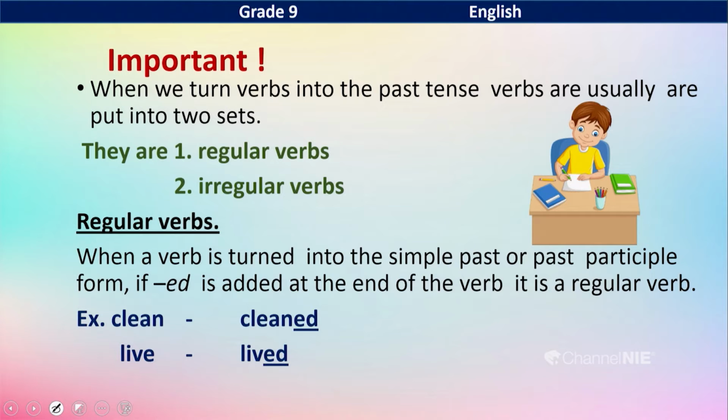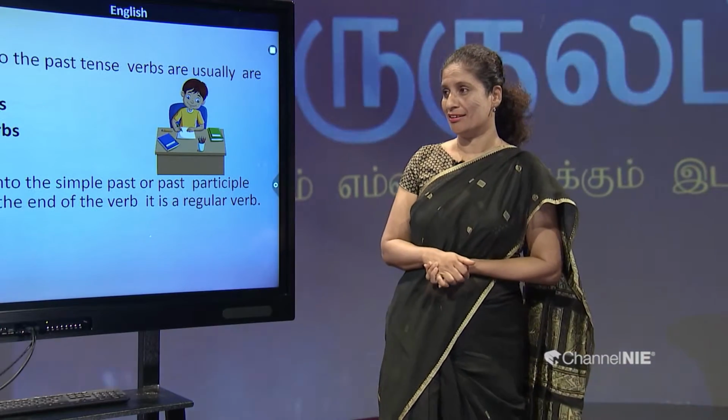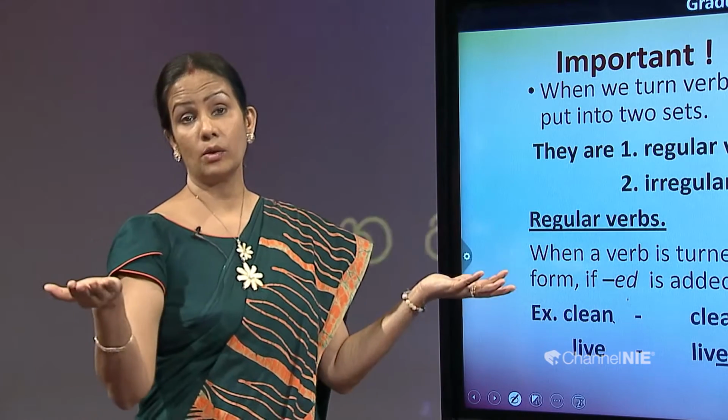When a verb is turned into the simple past or past participle form, if ed is added to the end of the verb, it is a regular verb. So at the end of this verb, if ed is added when they turn into past tense or past participle form, that is a regular verb. Now here, clean, cleaned, live, lived, walk, walked. Some play, played. Clap, clapped. Wash, washed. Yes, so you can think of a lot of other regular verbs, right?